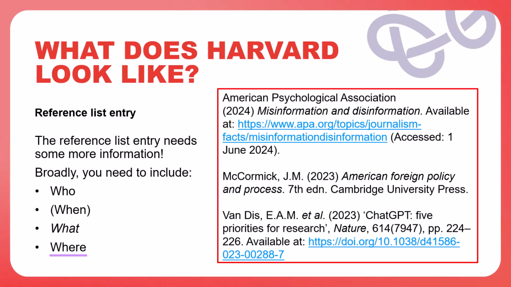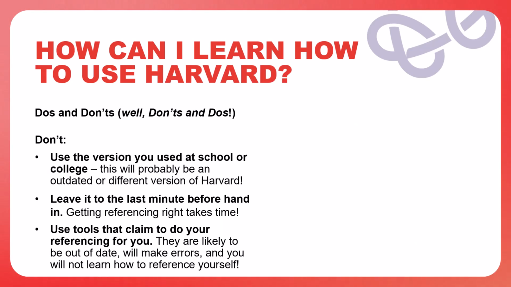Then we state where it can be found. We say available at, and then a web link for a web source, and give the date that we accessed it. The book, we provide its publisher details. And the journal article, we have a link to the DOI, the Digital Object Identifier, which is unique to each article. This video is a very brief introduction to using Harvard Cite Them Right style.